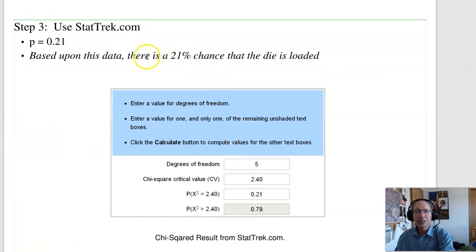Another way is if I go to a website called Stattrek. This is kind of like the statistician's playground. Go to the site and pull up a chi-square distribution. You'll get a table like this. Tell it that I've got 5 degrees of freedom. My chi-squared score is 2.4. Calculate, and it'll tell you 0.21. So this tells me there's a 21% chance that this is a loaded die based upon that data. Basically no conclusion. To accuse somebody of cheating, you probably need to be 90, 95, 99% certain. 21% certain is just random.